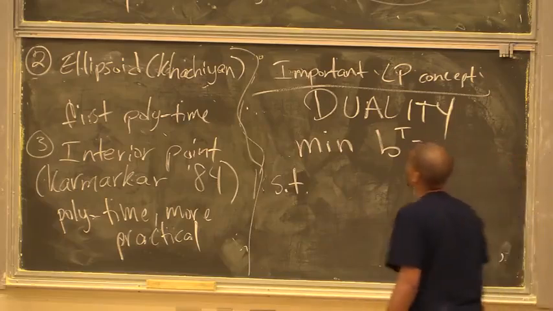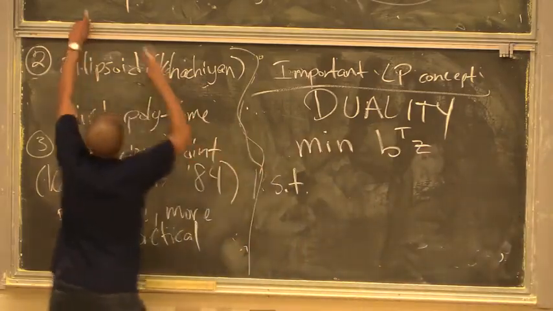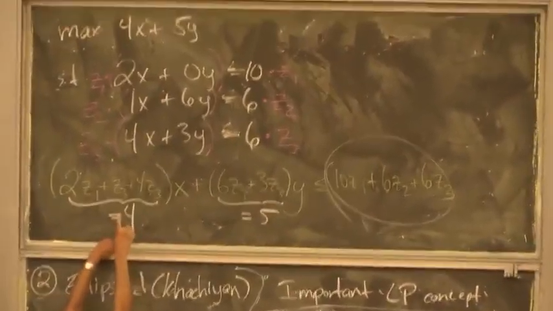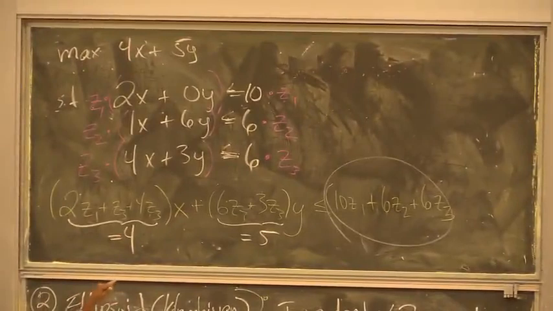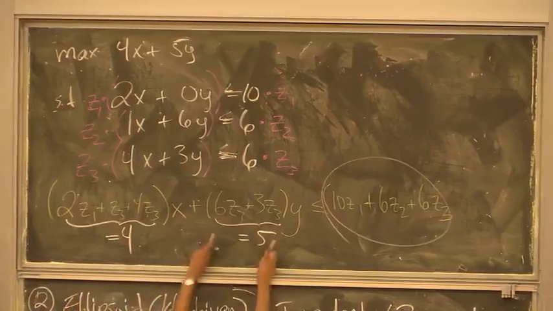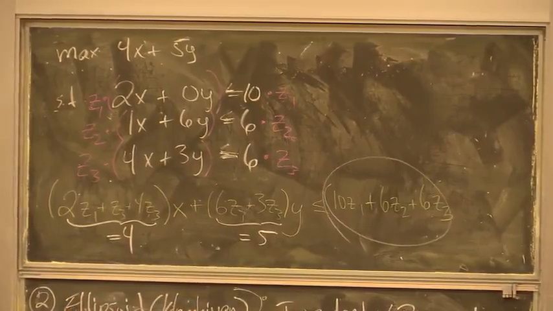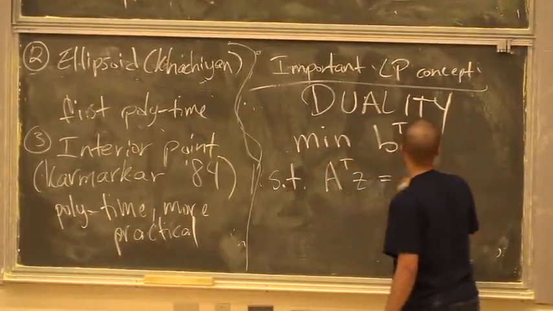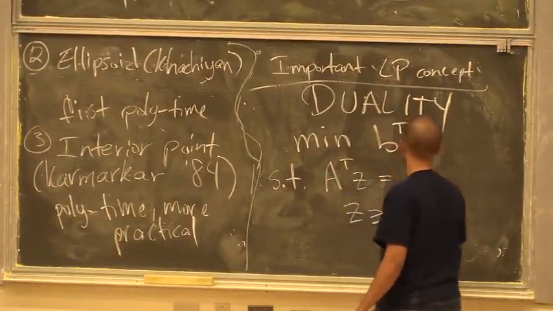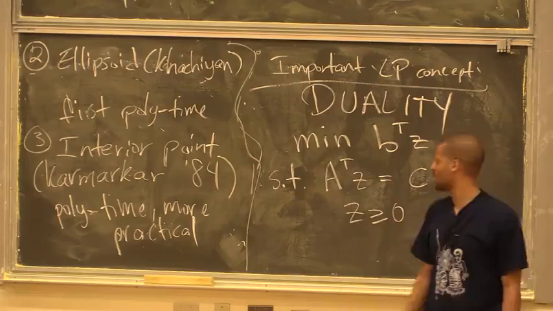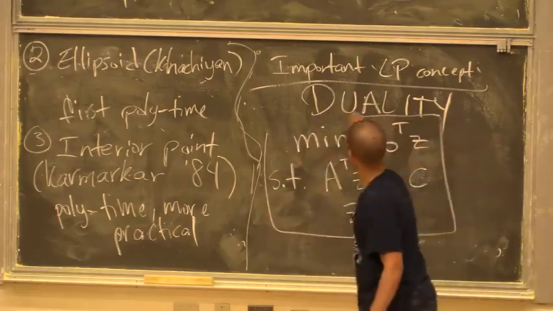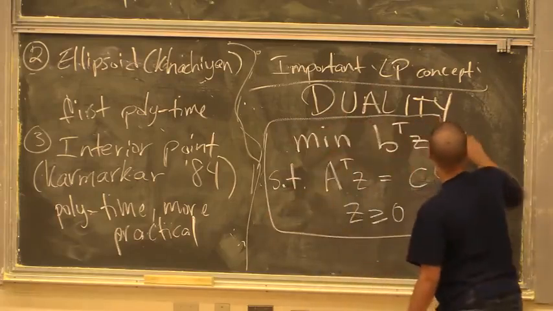that basically you want this dot product to equal, what is this? This is C1, right? 4 and 5, that's the vector C. C1 is 4, C2 is 5. You're saying you want this dot product to equal C1, and you want this dot product to equal C2. What you're really saying is you want A transpose Z to equal C, and you have the constraint that Z is at least 0, because otherwise you would flip the signs of the inequalities. This is the dual linear program. This is what's called the dual.